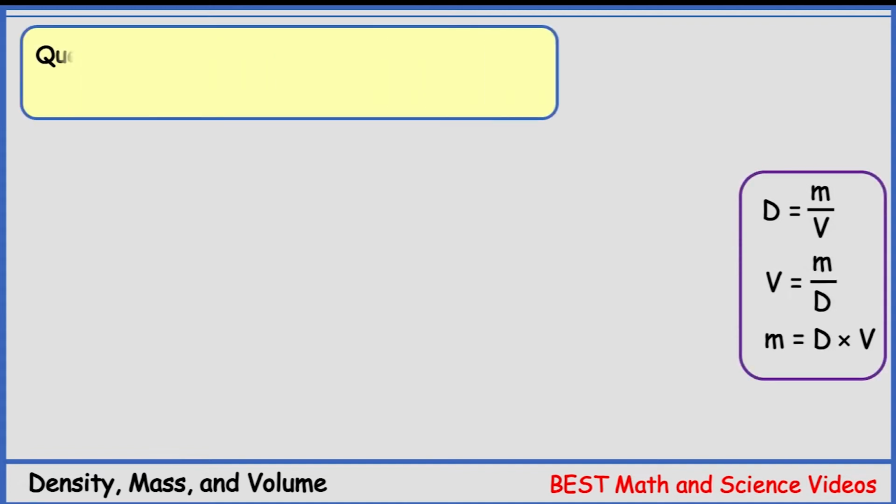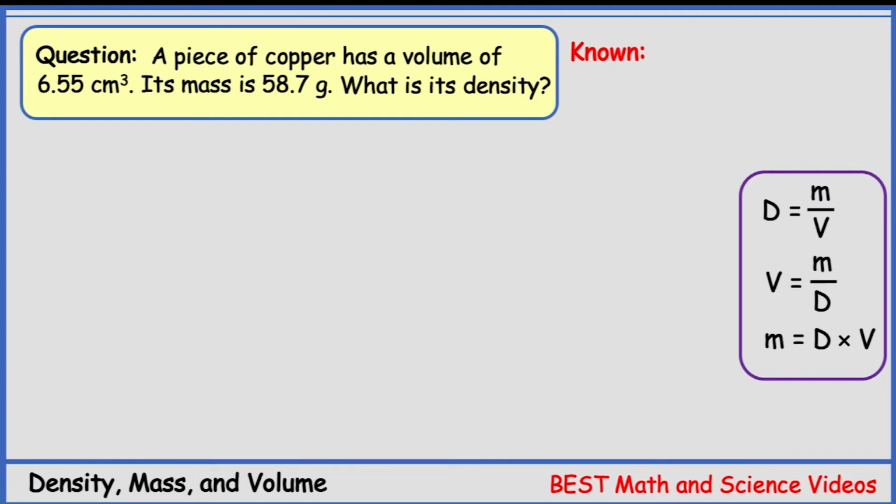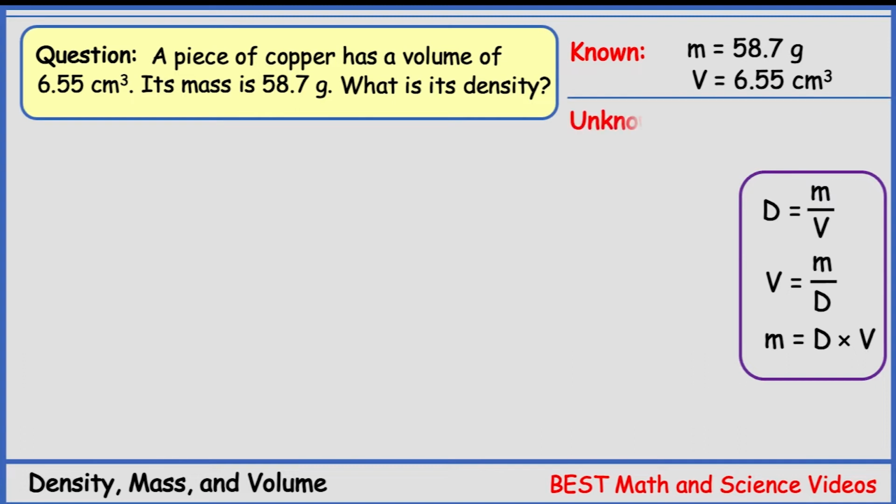Consider this question. A piece of copper has a volume of 6.55 cubic centimeters. Its mass is 58.7 grams. What is its density? What do we know about this question? We are told that the mass is 58.7 grams and that the volume of the copper is 6.55 cubic centimeters. And what is not known? We have to calculate the density.